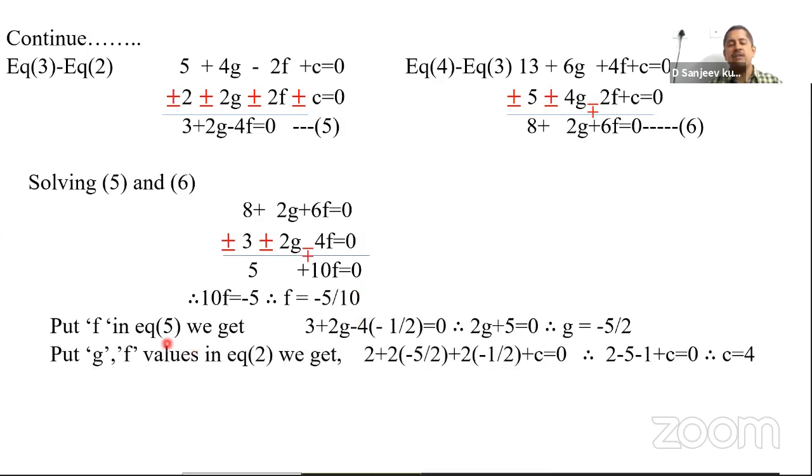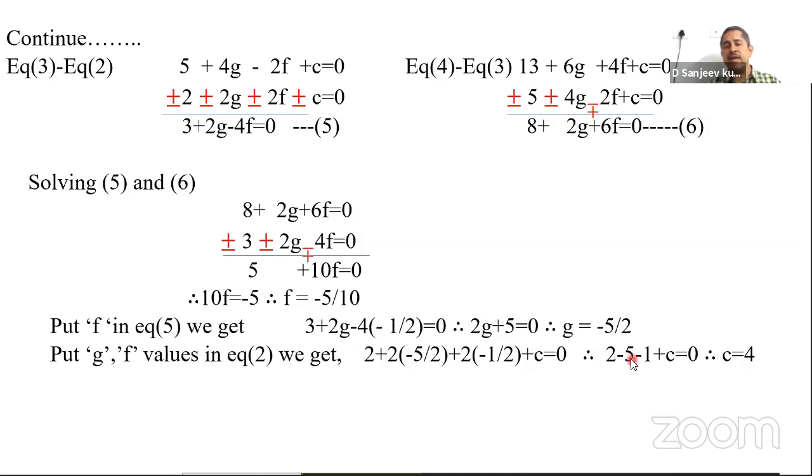So you put the value of f in equation 5. So f value minus 5 by 10 you can simplify as minus 1 by 2. So it is 3 plus 2g minus 4 into f value, which is minus 1 by 2. When you put the value of f as minus 1 by 2 and simplify, you get 2g plus 5 is equal to 0. So 2g is equal to minus 5, so g is equal to minus 5 by 2. So f value is minus 1 by 2 and g value is minus 5 by 2.